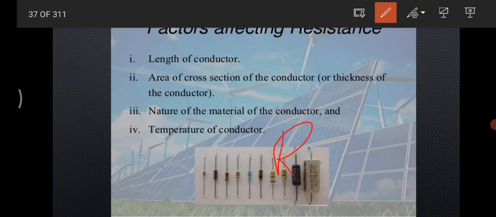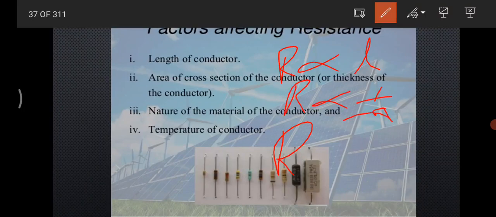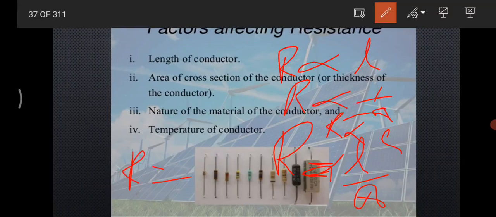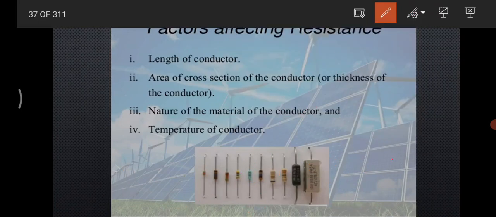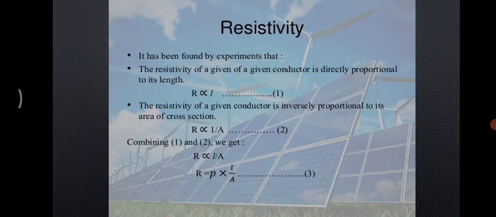So R, we have taken, is directly proportional to L, inversely proportional to A, and directly proportional to rho. We are combining all these and writing R is directly proportional to L upon A. This proportionality symbol we are going to convert to equality using one factor, that is rho, giving rho L upon A. So we are going to write that formula to calculate the resistance. It is rho L upon A. Now you can see that on the screen.